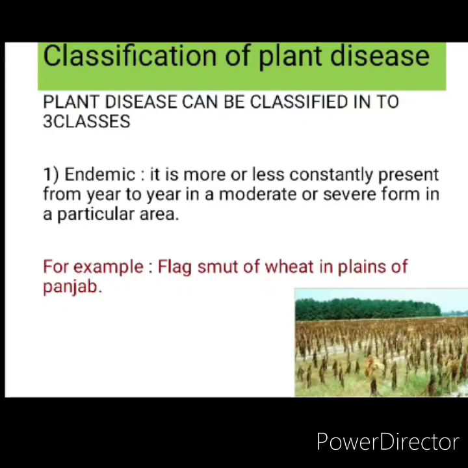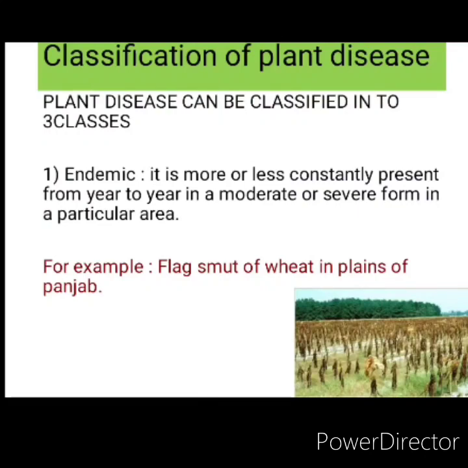Sometimes the diseases are also grouped according to the host plants, such as cereal diseases, diseases of legumes and pulses, diseases of vegetables, diseases of cash crops, diseases of fruits, etc. But mainly the plant disease can be classified into three groups. The first one is the endemic disease.